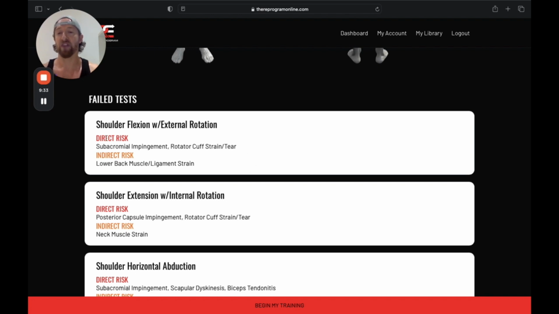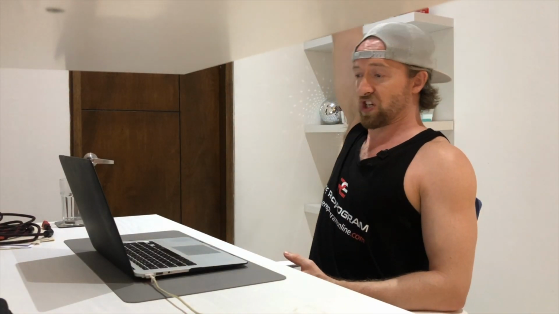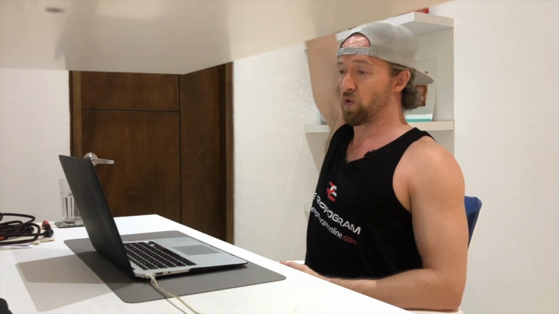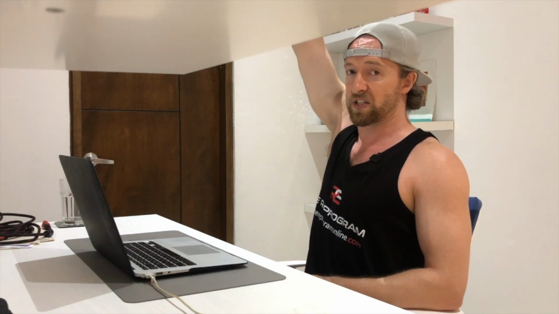So if I don't fix that shoulder flexion arc here, particularly if I'm going to do something like an overhead press, if I can't get that arm vertical because my shoulder flexion is limited, the only way I'm going to get it vertical is by arching the lower back. So I'm adding excessive strain to the lower back, and that's what it realizes, so it's picked that out.